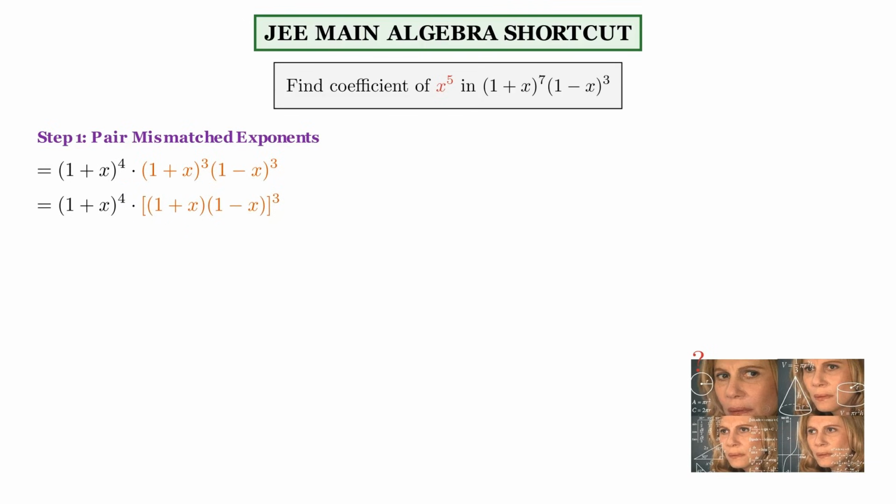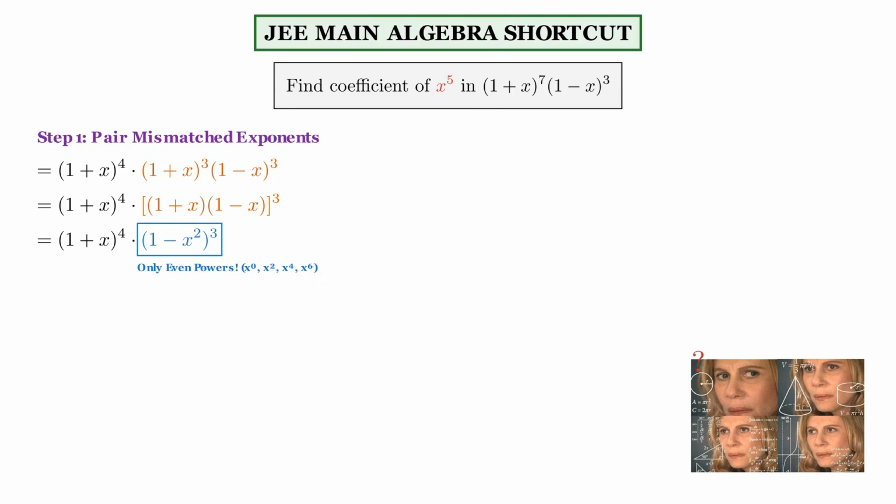We have (1 plus x) and we have (1 minus x). That is simply the difference of squares, that is 1 minus x square. So the entire product rewrites into something significantly cleaner, that is (1 plus x) to the power 4 multiplied by (1 minus x square) raised to the power 3.